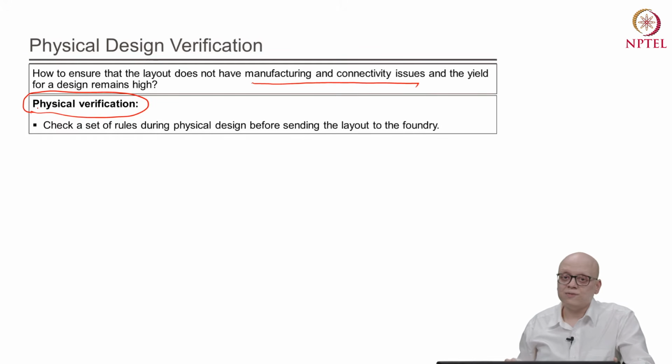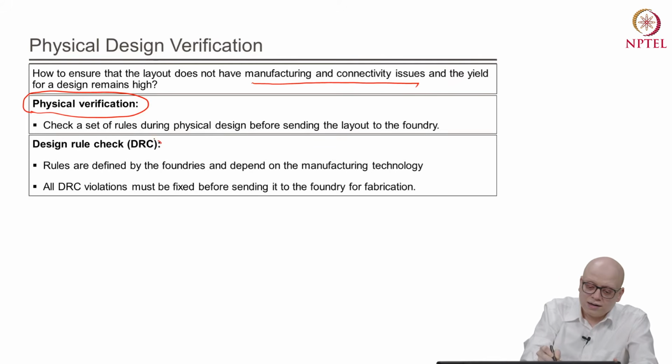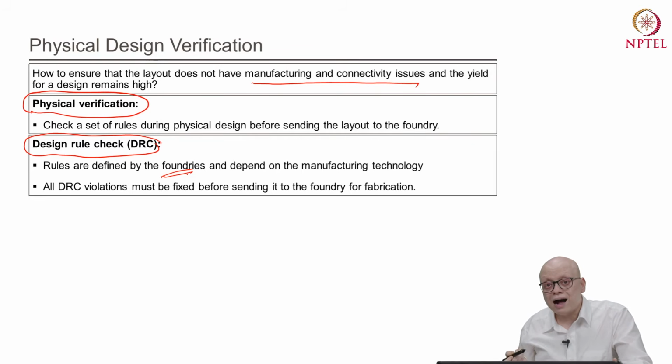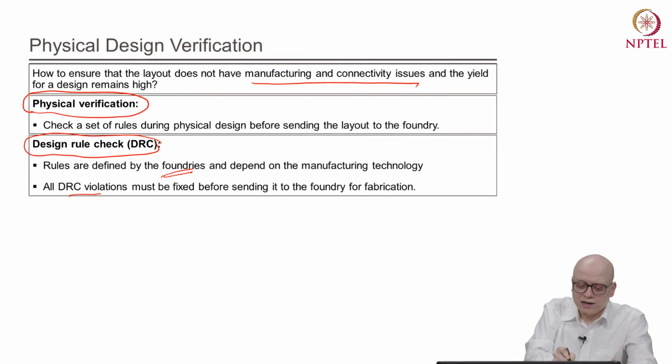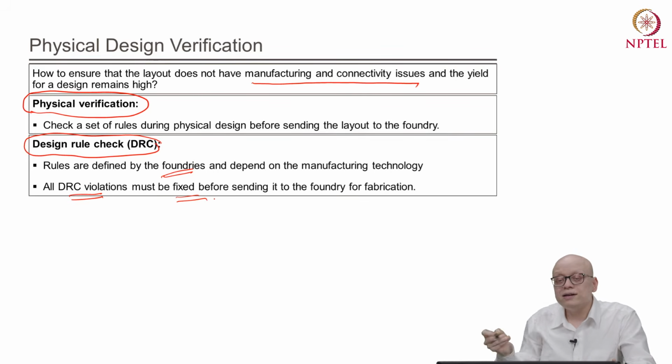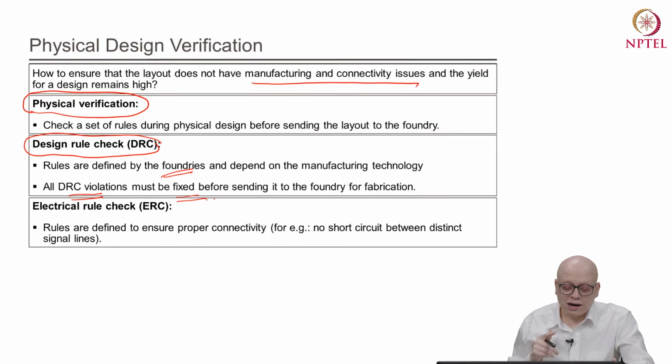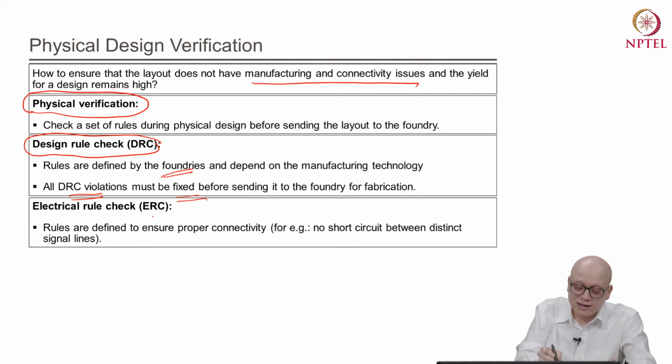Some of the physical design verification tasks are design rule check, or DRC. In DRC checks, we check for the rules that are coming from the foundry, and we ensure that those rules are followed by our design in the layout. If there are any DRC violations, then we need to fix them before sending the layout to the foundry for fabrication. And then we need to do electrical rule check in physical design.